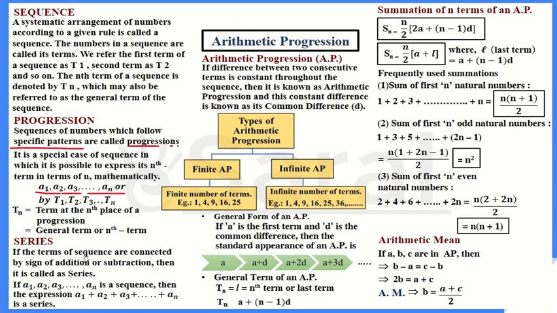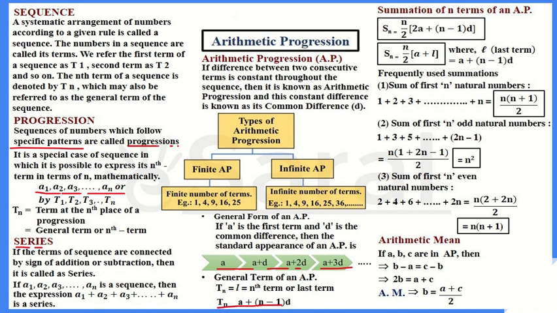If the terms of a sequence are connected by a sign of addition or subtraction, then it is called a series. If I am adding a1 plus a2 plus a3 plus an, that is a series. Arithmetic progressions can be finite or infinite. Finite means you know exactly how many terms there are, but infinite you don't know. The general form of an AP is a, a plus d, a plus 2d, a plus 3d, and so on till a plus n minus 1 into d. So the formula for Tn is a plus n minus 1 into d.